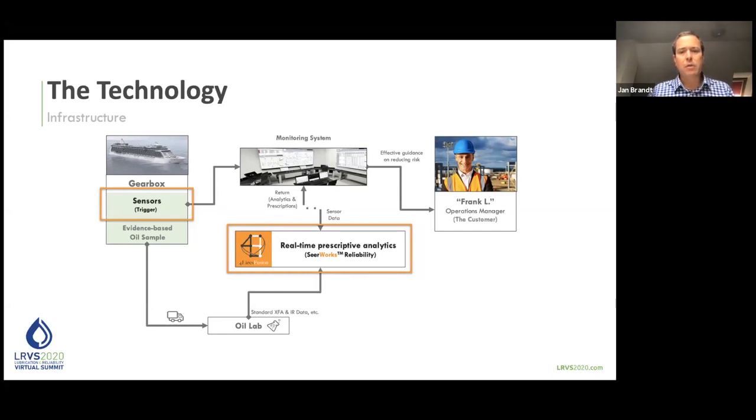And the infrastructure looks like this: we have a gearbox somewhere, on a ship possibly. There's a sensor that gives us a trigger. Okay, at that time, the trigger tells us to take an oil sample. We receive the oil analysis. We run the data through our prescriptive engine and give the end user a recommendation on what to use and what to do.